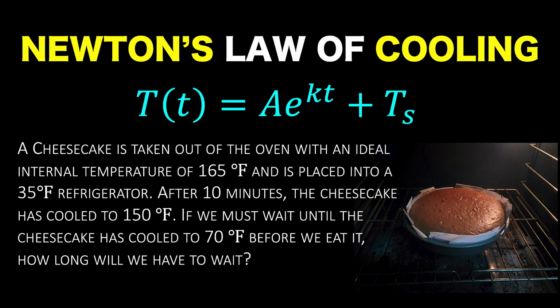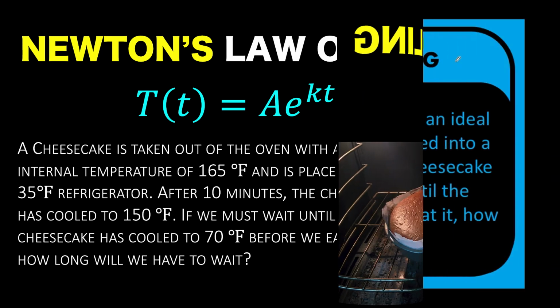A cheesecake is taken out of the oven with an ideal internal temperature of 165 degrees Fahrenheit and is placed into a 35-degree refrigerator. After 10 minutes, the cheesecake has cooled to 150 degrees Fahrenheit. If we must wait until the cheesecake has cooled to 70 degrees Fahrenheit before we eat it, how long will we have to wait? Let's solve the problem together.